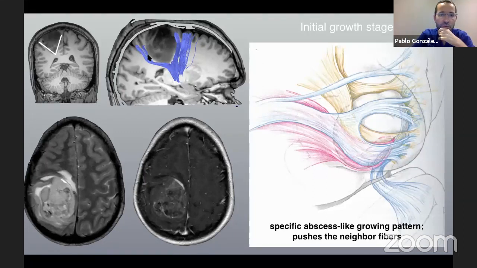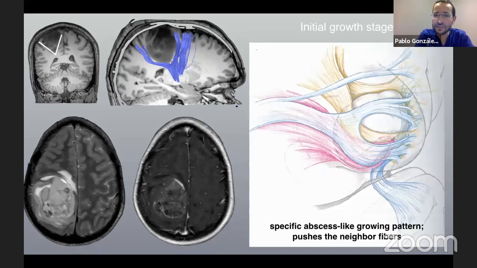So we can do a tractography and see how this tumor is opening the fibers like a fan. So this is the initial growth stage of gliomas, in which these tumors are growing quite cortical and in a single functional unit, like in this case. And in this moment, these tumors are just pushing the fibers. And what happened to this patient is that it bled. So the sudden increase of volume caused this hemiplegia on him.